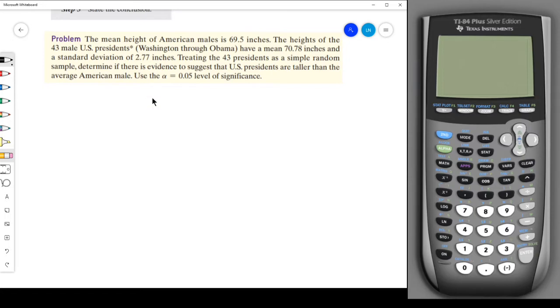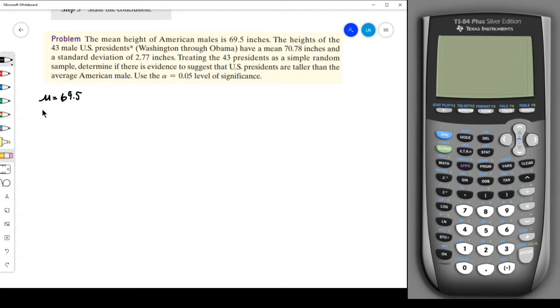All right, so there's a few things we need to do here. I'm going to go through the classical method first, and then once we have the classical method done, I'll show you the p-value method. As usual, the first thing I want to do is pull some information out of the problem. The first thing we need is the population mean, and the population mean is given in the first sentence, right? That is the mean height of American males, which is 69.5.